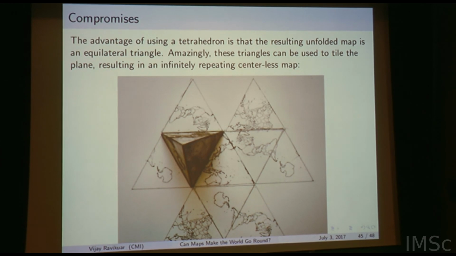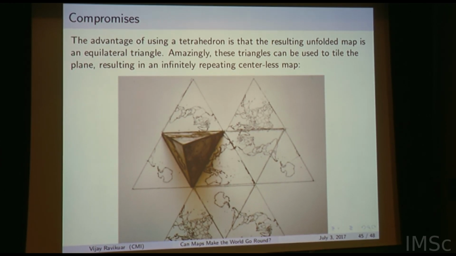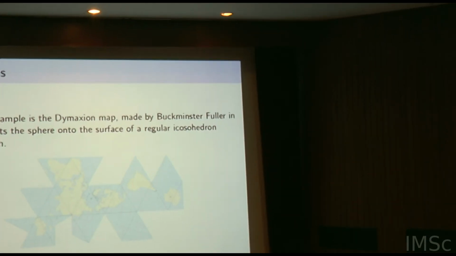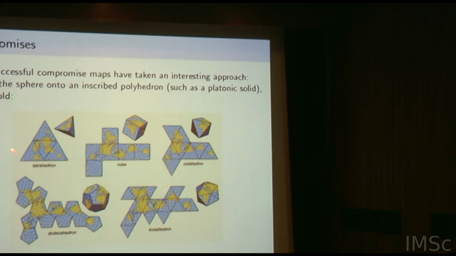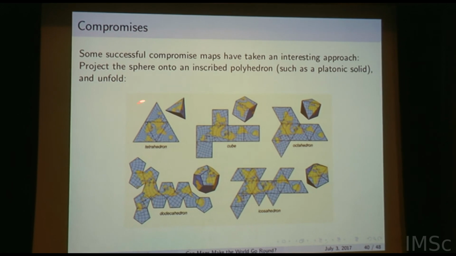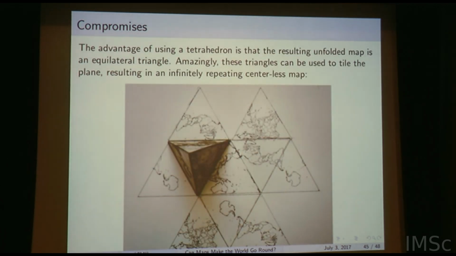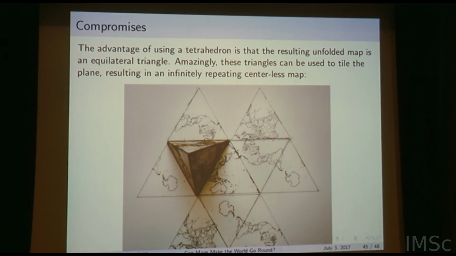So there's a big advantage to using a tetrahedron over an icosahedron, which is that when we unfold the tetrahedron, we get an equilateral triangle, right? And this equilateral triangle is a lot nicer than these other shapes, because we can tile the plane with an equilateral triangle. When you tile the plane, you can actually get an infinitely repeating centerless map. So in this picture, somebody actually made a rubber stamp of that tetrahedron and dipped it in ink, and you can literally go on rolling that around and get an infinitely repeating map of the Earth.